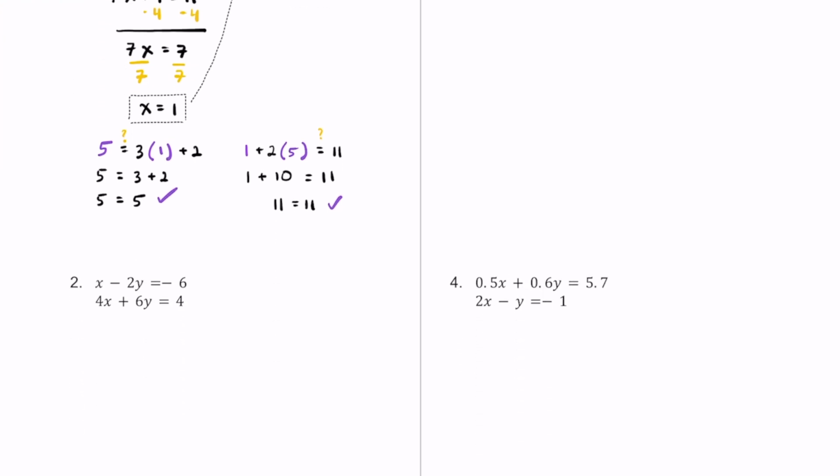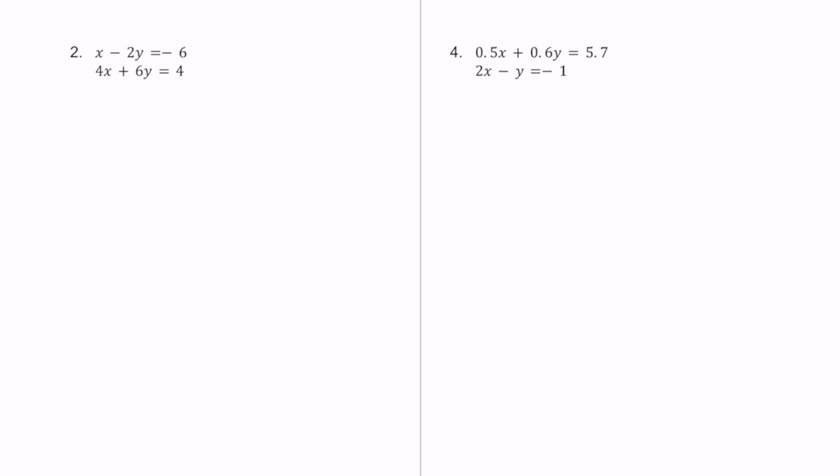For number 2, we have the equations x minus 2y is equal to negative 6 and 4x plus 6y is equal to 4. Now for practicing the strategy of substitution, we should be trying to see which variable we can get alone. So if we take a look at the x in the first equation, that one looks like it's going to be the easiest to get by itself.